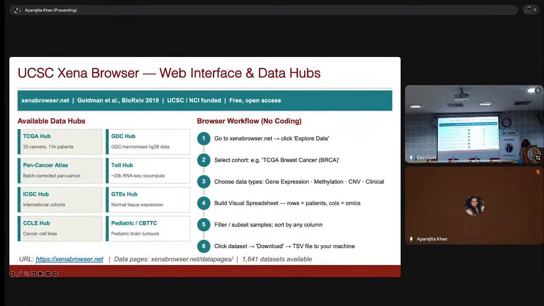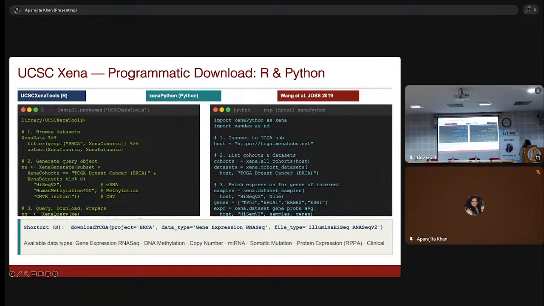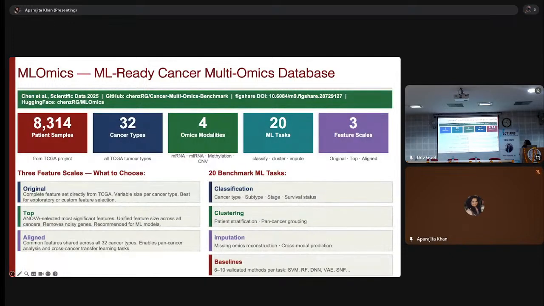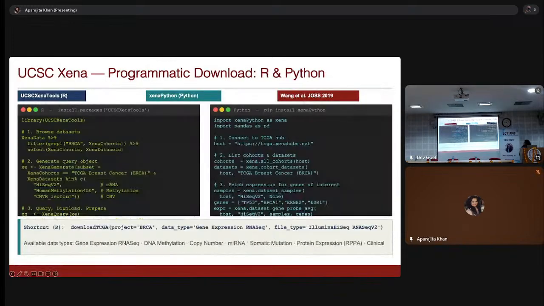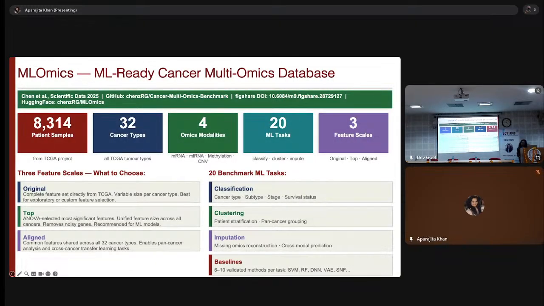So this is a browser-based workflow which does not involve any coding. However, if you would like to access it through the Xena browser, you might have to do some coding. But thanks to the students who helped me build this tutorial, they have already downloaded the data set and cleaned it up so that we can directly start the downstream analysis.